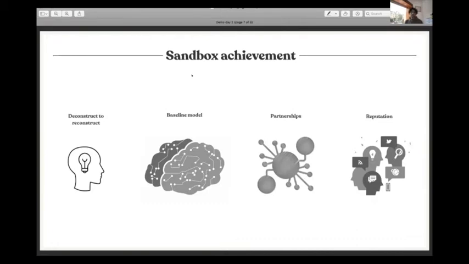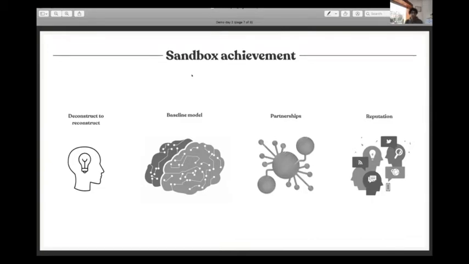And we now have a baseline model which we can evolve as we further develop the Amplifi engine. We've built strategic partnerships, and we're talking to Step Change about collaborating on a number of work streams. And finally, being in a sandbox has enhanced our reputation, built credibility, and opened doors for us.